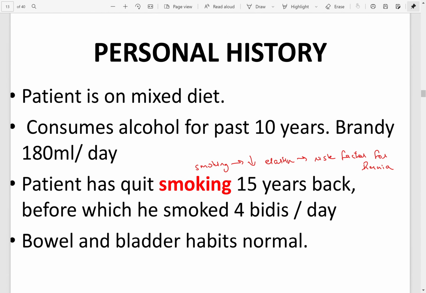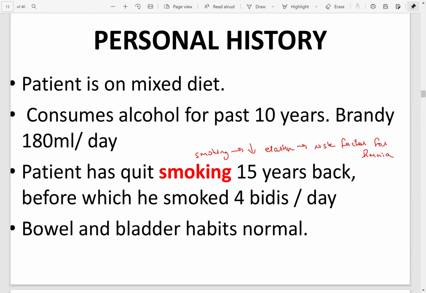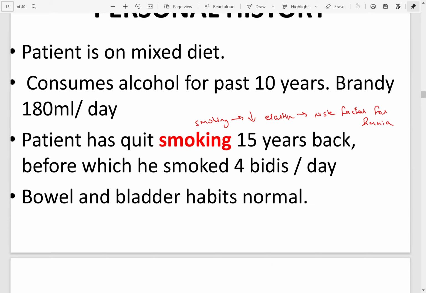Then personal history, a patient is on mixed diet, consumes alcohol, and then patient has quit smoking. So smoking is another important risk factor for developing hernia, because smoking decreases the collagen elastin ratio by decreasing the elastin, thereby decreasing the elastic property of the abdominal wall, thereby increasing the risk of developing hernia. And then bowel and bladder habits are normal.